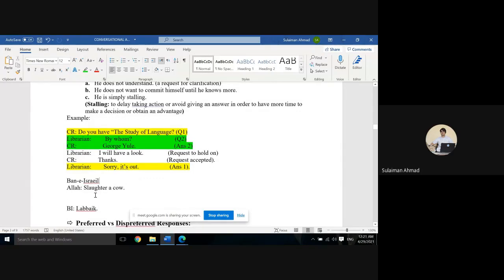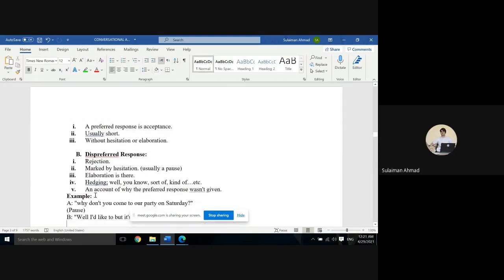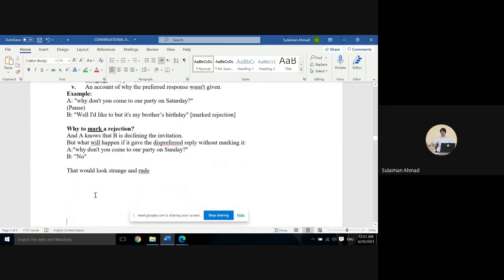But the basic point is inserting sequences. Slaughter a cow and labbaik, that was actually an adjacency pair, and in between there were inserting sequences. Is it clear so far? Yes, sir. Okay, let's talk about this point.